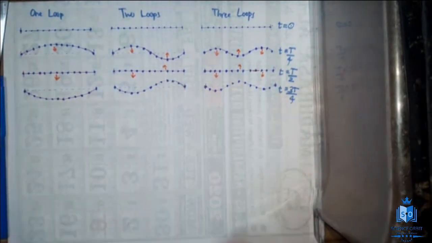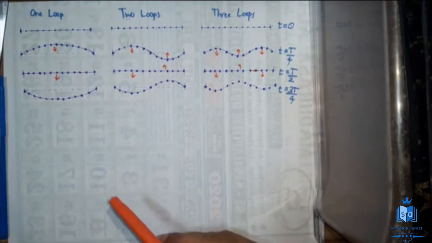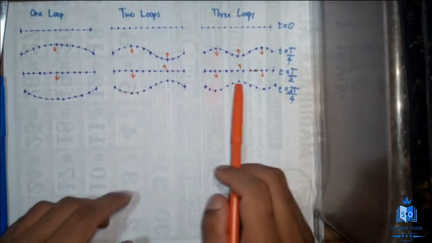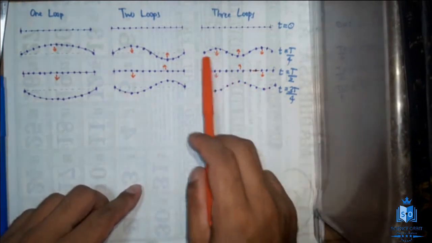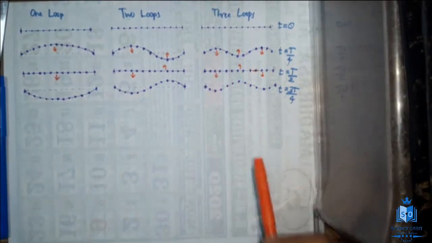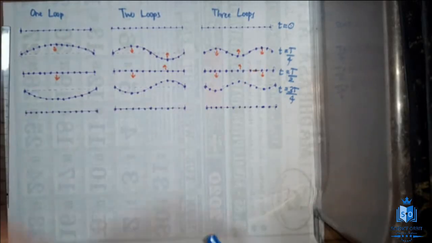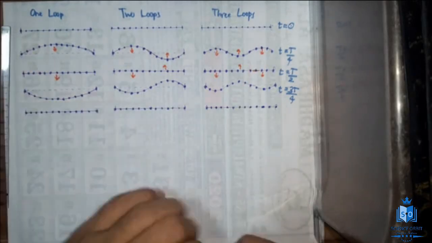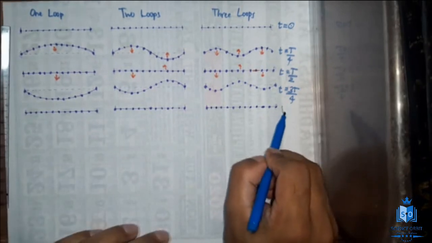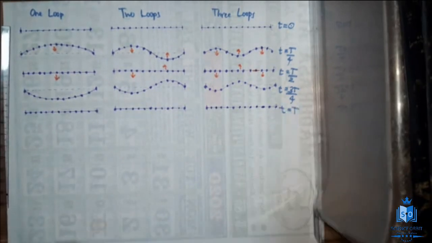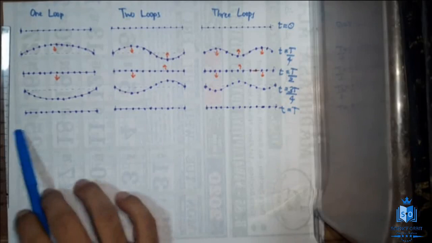So, you can see the wave patterns nicely, the way they are varying, and in everything I have drawn the initial position, and again when t is equal to capital T, they will return to their initial position, and after one complete oscillation is completed, the particles will return to their initial position. So, I have explained this for 3 different loops.